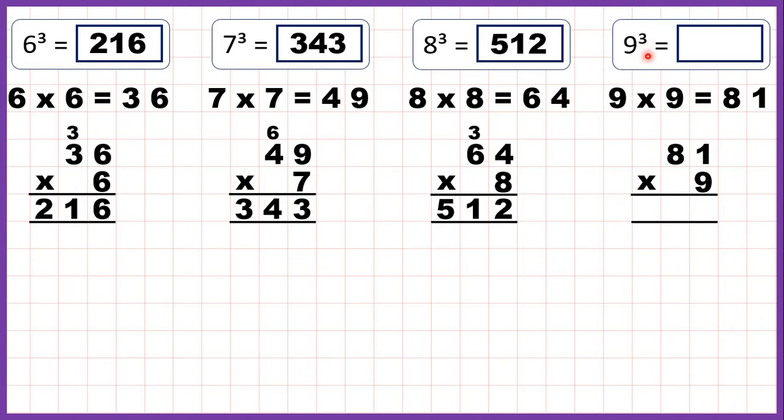And now 9 cubed, we start with 9 times 9, which is 81, but we take that 81 and multiply it by 9 again. So 1 times 9 is 9, 8 times 9 is 72, so 9 cubed is 729.